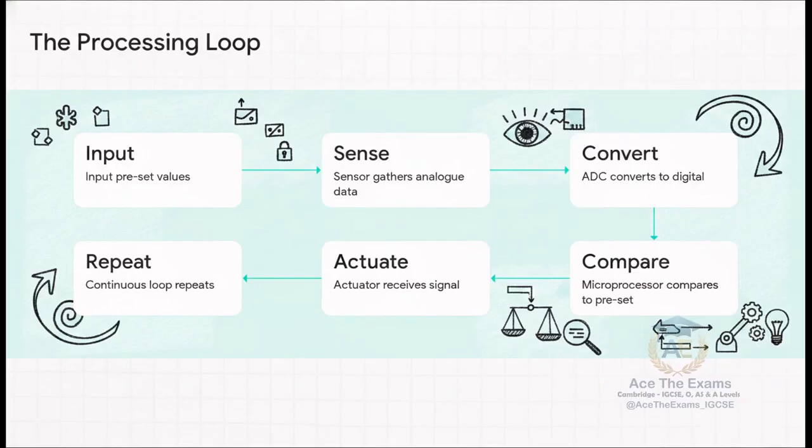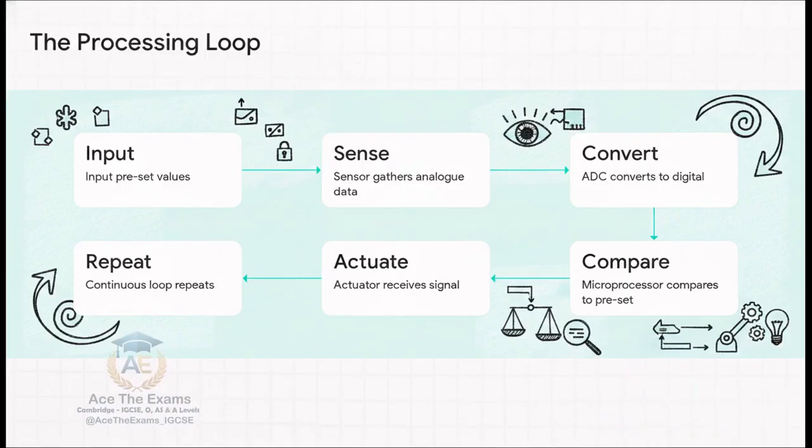To totally hack the mark scheme, you absolutely must memorize this logical sequence. Step 1, input the preset values. Step 2, a sensor gathers the analog data. Step 3, an ADC converts that into digital data. Step 4, the microprocessor compares the reading to the preset. Step 5, the actuator receives a signal based on that comparison. And crucially, Step 6, this entire continuous loop repeats itself.